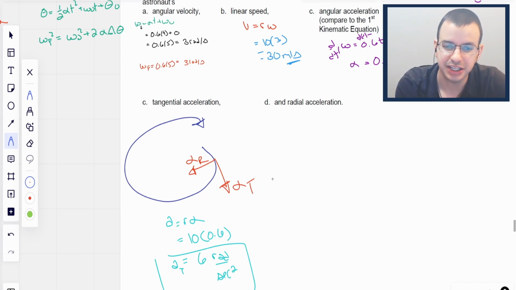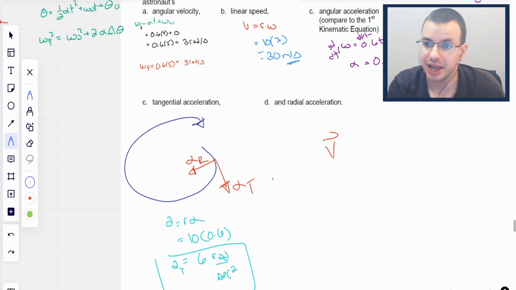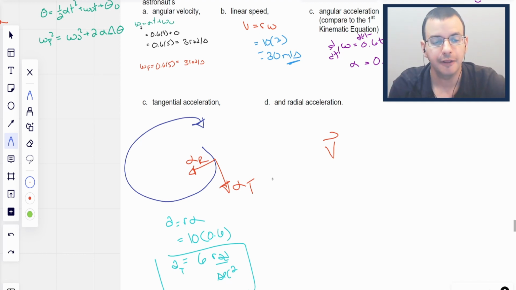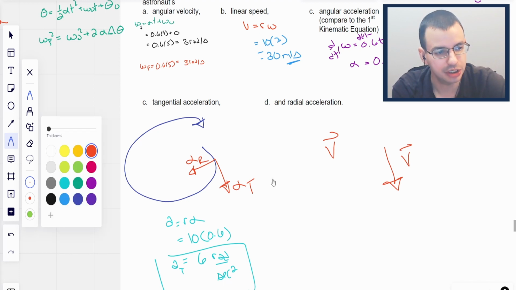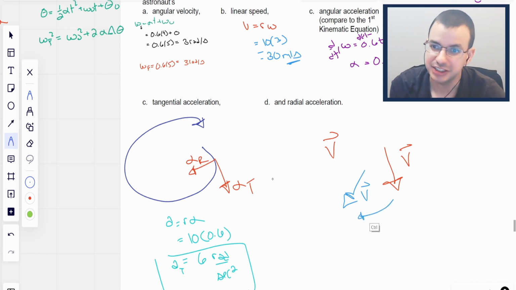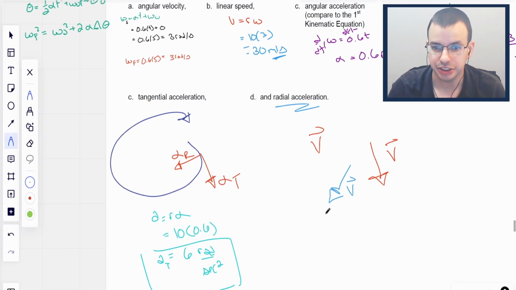Velocity is a vector, a little arrow, and a vector has both magnitude and direction. So tangential acceleration is going to change the magnitude, how long the arrow is, and radial is going to change the direction. If you have a velocity going this direction, and then a little while later you have a velocity going this direction, the arrows might be the same size, but they're pointing different directions, and acceleration occurred. That's what the radial acceleration is.